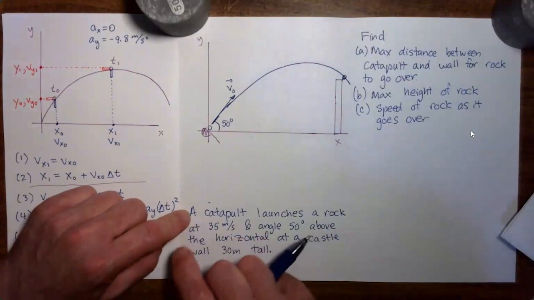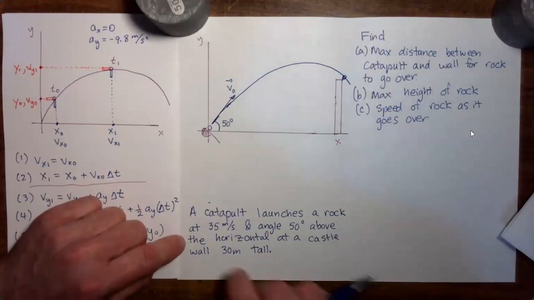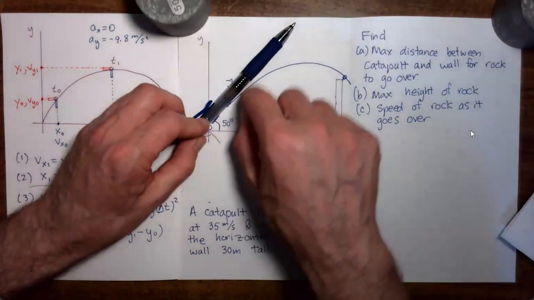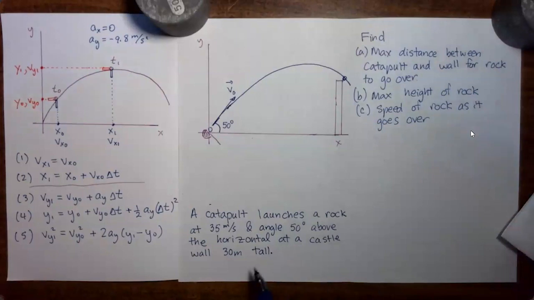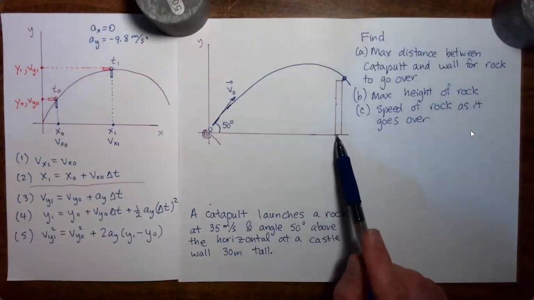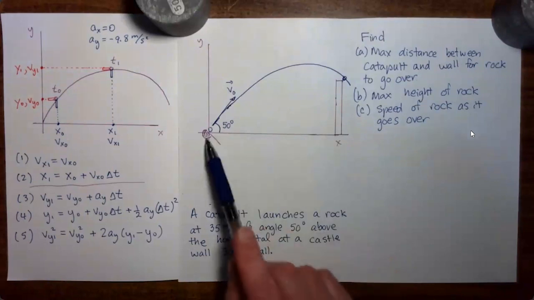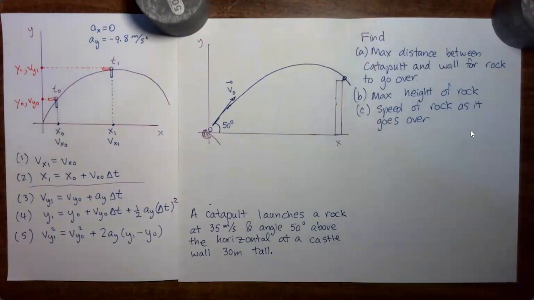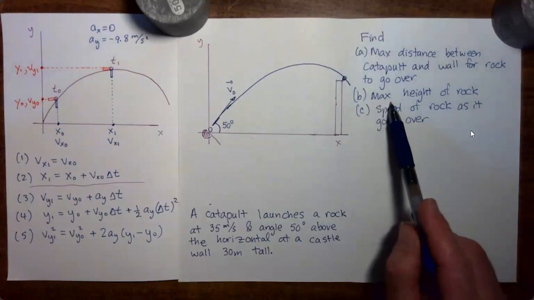Okay, let's get to the problem here. So we have our catapult. The catapult is launching, let's say, rocks at 35 meters per second. The initial velocity is directed 50 degrees above the horizontal, and we are shooting at a castle wall 30 meters tall. As I suggested before, our first problem is going to be to figure out the maximum distance between the castle wall and the catapult such that the payload will go over the castle wall. And then, just to get some more practice doing kinematics problems, we're going to find the maximum height of the rock.